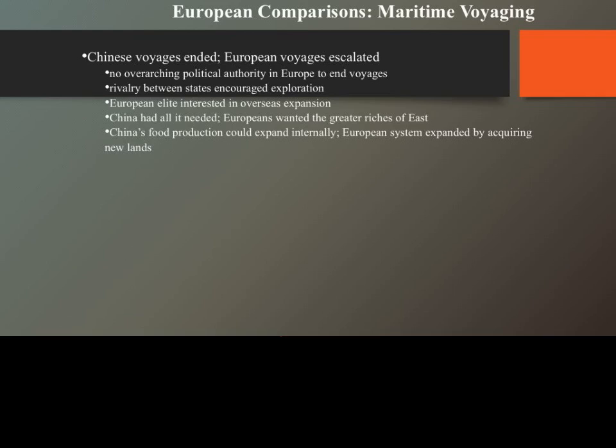There was no overarching political authority in Europe to end the voyages, as many different Europeans embarked on their own different voyages. And so the rivalry between those states really encouraged exploration, was part of that escalation that I just talked about. And the European elite was really interested in overseas expansion. And so there's a market for exploration, and there's a market for why these are escalating.